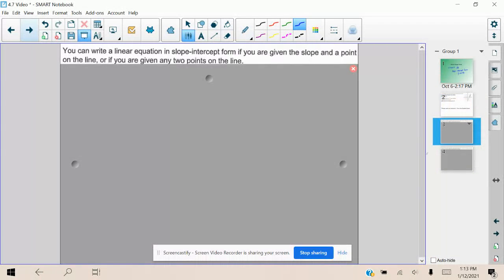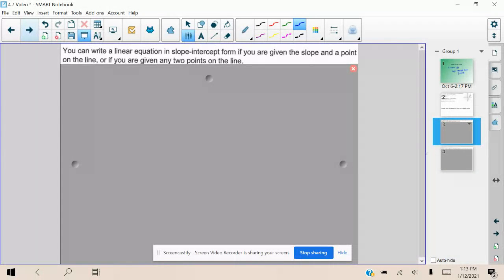All right, if you hear my voice, that means you worked on the front side of your guide notes and you are ready to move on to the back side. We have 2 separate examples that seem to be bunched up together within your guide notes. So we're going to break it down and do the left-hand side first, then the right-hand side, because those are 2 different scenarios. You can write a linear equation in slope-intercept form if you're given the slope and a point on the line, or, this is the second scenario, if you're given any 2 points that are on that line.